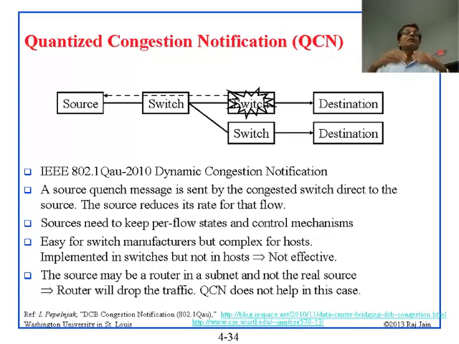Now the source has to remember that I sent a packet to Germany a second ago, and that flow has to be reduced. So it has to keep per-flow state. And it has to reduce that flow and not everything else, right? So the story now is that it is implemented in all the switches, but it is not implemented in any host. All right? The end result is you don't get any congestion control.